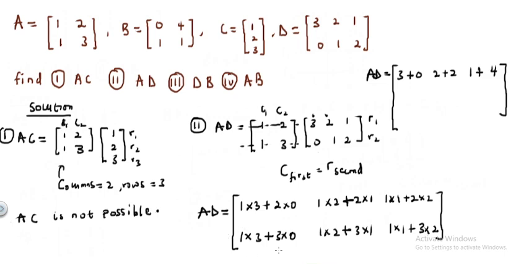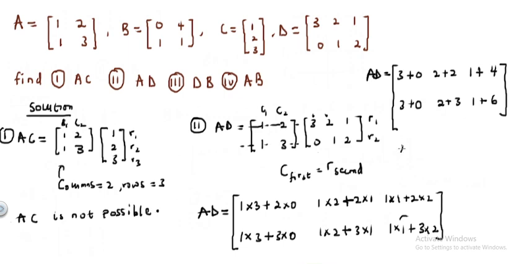Then I move on to my second row to continue my simplification. So this will be 1 times 3, which is 3, plus 3 times 0 is 0. This will be 1 times 2, which is 2, plus 3 times 1, which is 3. This will be 1 times 1, that's 1, plus 3 times 2 is 6.